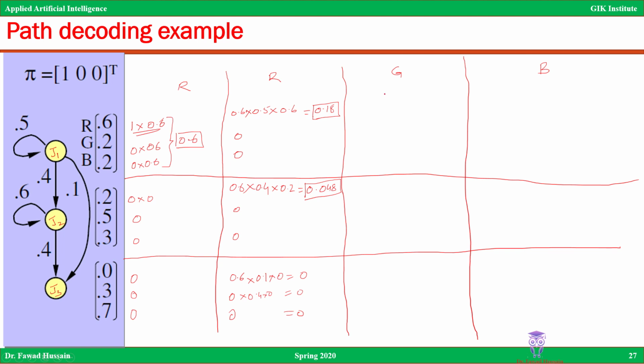So let's move on. Let's go to the green. Now this is where things will be getting more interesting. So if I came from the first jar, this would be 0.18, which is this probability, multiplied by remaining in the first jar, which is 0.5, multiplied by selecting a green, which is 0.2, and this is 0.018.